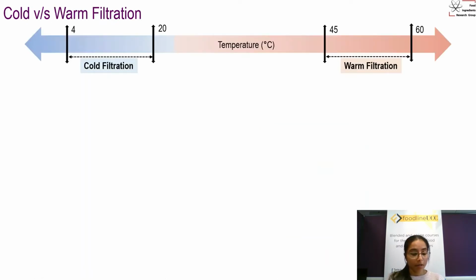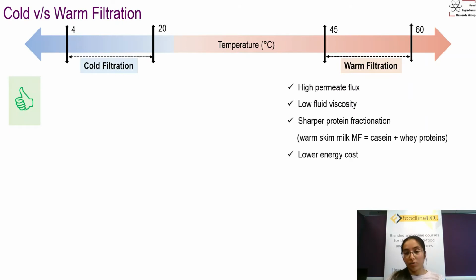So here we see the range of temperatures applied for membrane filtration. Warm filtration can be defined as an operation carried out at temperatures ranging between 45 and 60 degrees centigrade, while cold filtration is carried out mostly between 4 and 20 degrees centigrade. So there are associated advantages with warm filtration, for example, higher permeate flux, lower fluid viscosity, and sharper protein fractionation.